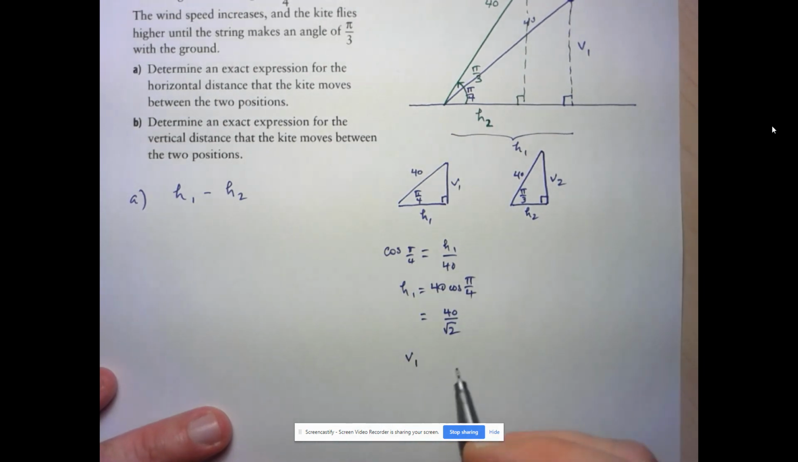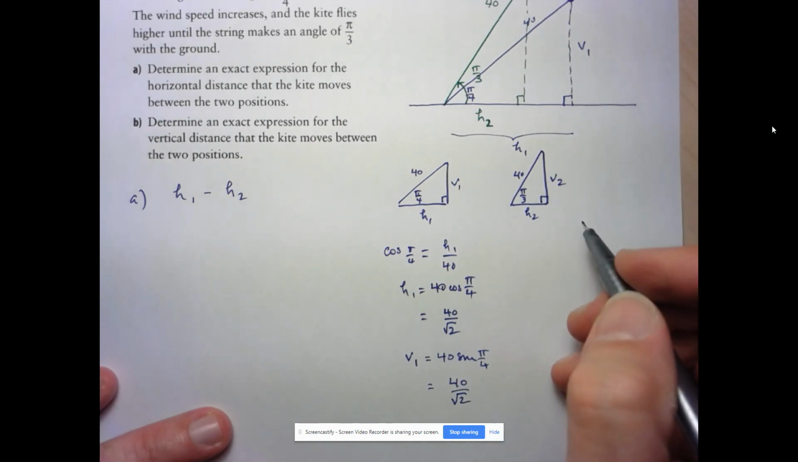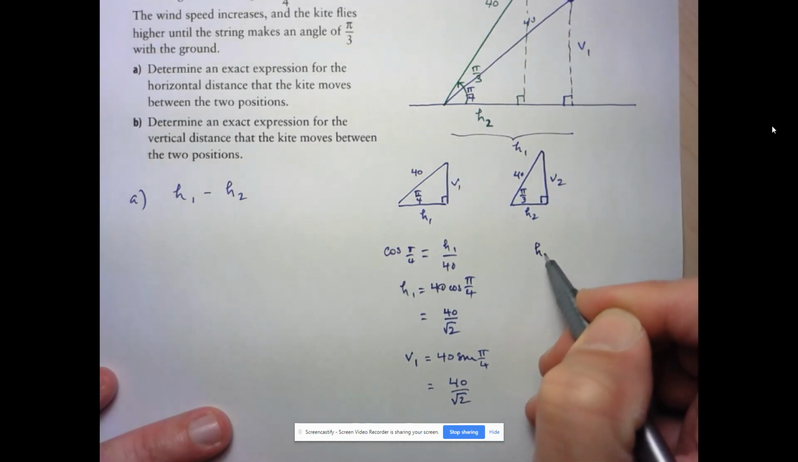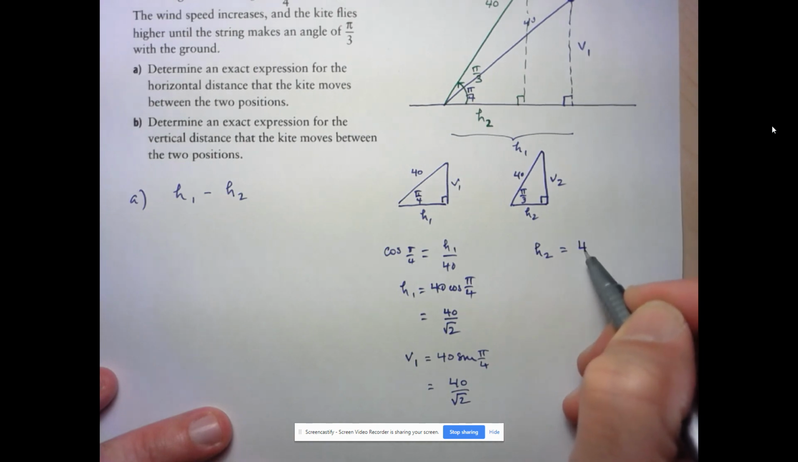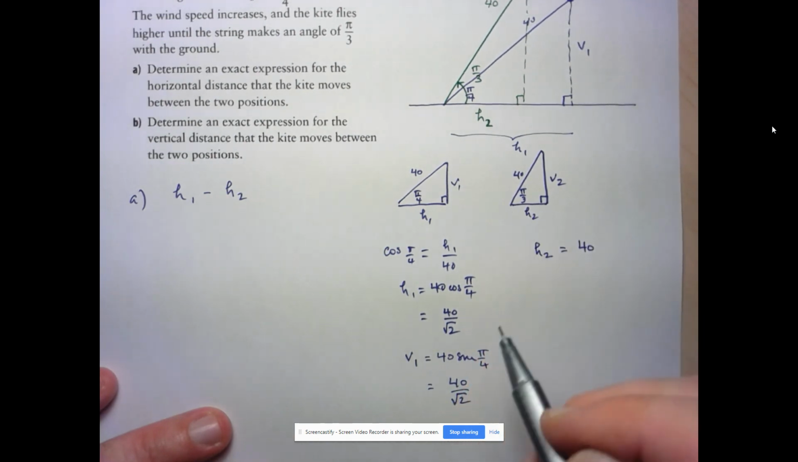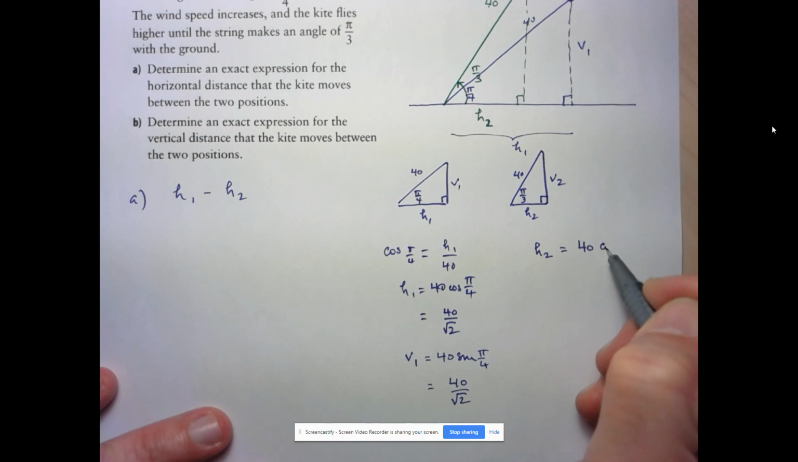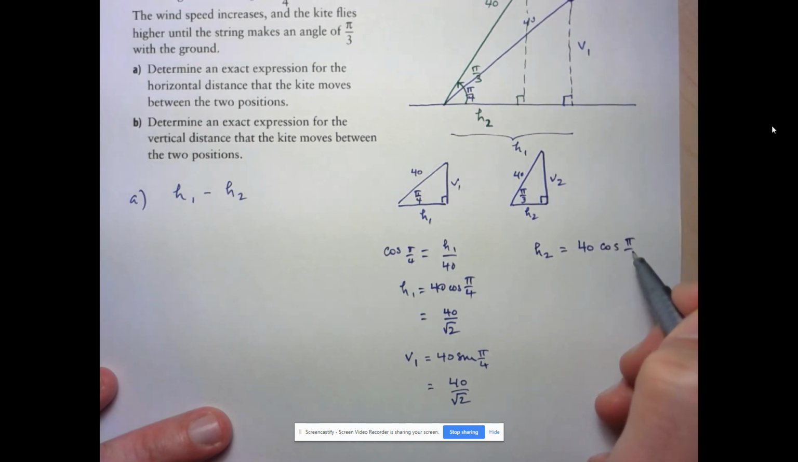The only difference here is it's going to be 40 times sine of pi over 4, which of course is also 1 over root 2. So this will be 40 over root 2. Okay, and it's going to be the exact same thing here. If I'm looking for H2, it's 40 times, again, because I'm looking for this adjacent side, it's just going to be cos of pi over 3.